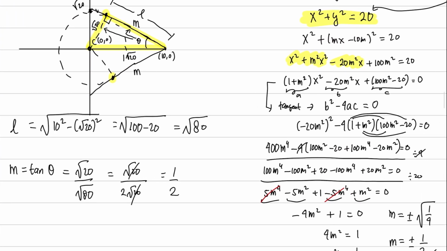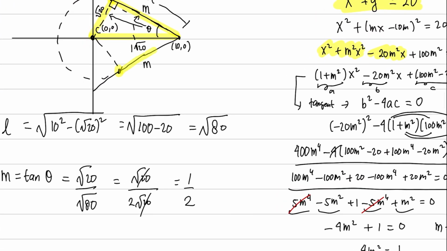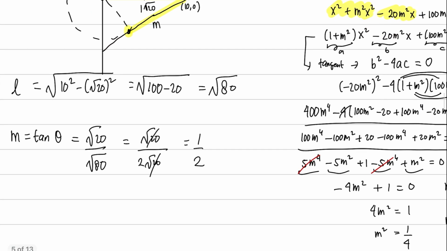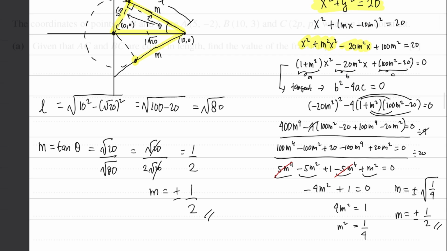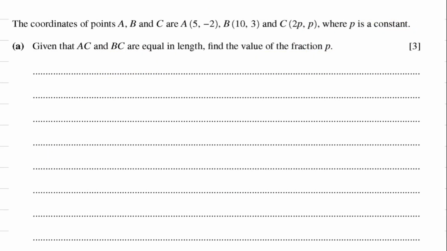And then to find the second gradient, you apply the same thing, but we know that due to symmetry, it's just opposite. So that means the second gradient is m equals plus or minus 1 over 2. That's a faster way. Okay guys, so let's move on to the next question.